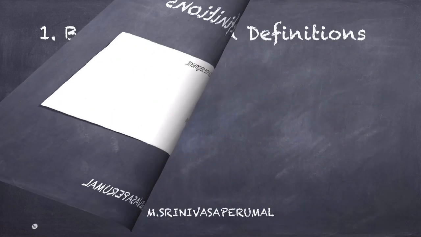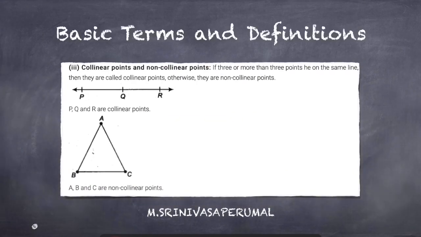Next, collinear points and non-collinear points. Collinear points means, consider the first condition, P, Q and R. All are in the same line. If three or more points are in the same line, it is collinear. Otherwise it is not collinear. So consider a triangle A, B, C. These three points are not in the same line, so they lie on different lines. So these are called non-collinear points.